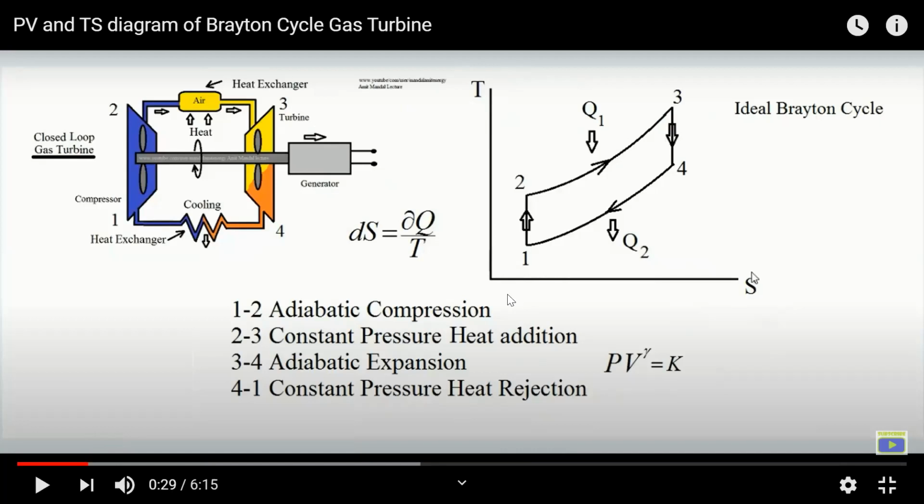Here in the TS diagram, temperature and entropy. Entropy is nothing but a function of dQ by T. Q is nothing but the amount of heat, T is the temperature. So the differentiation of heat by the temperature we call entropy, according to the second law of thermodynamics. This point is going to be covered.